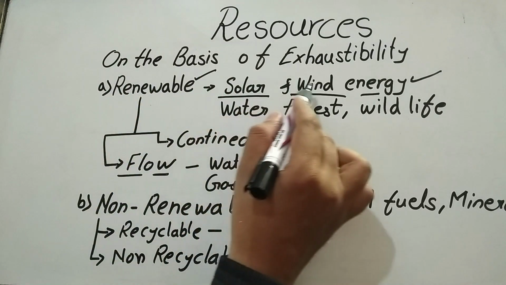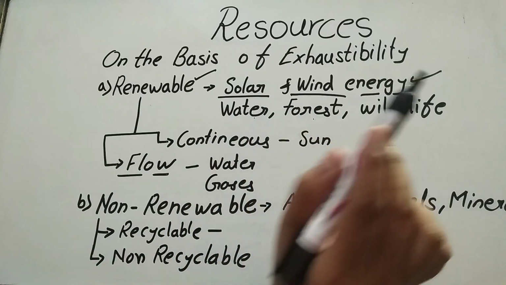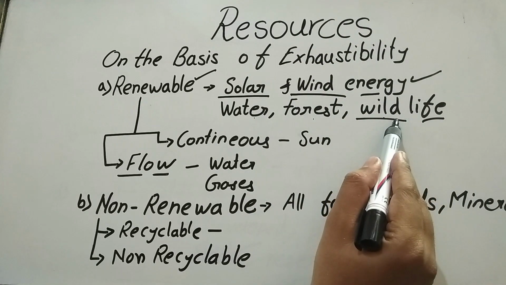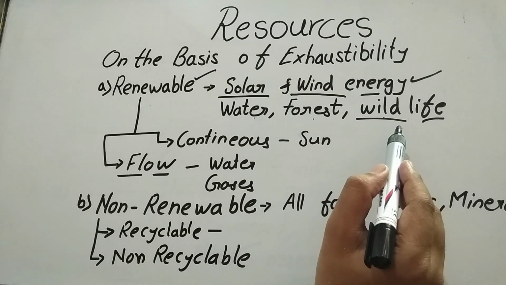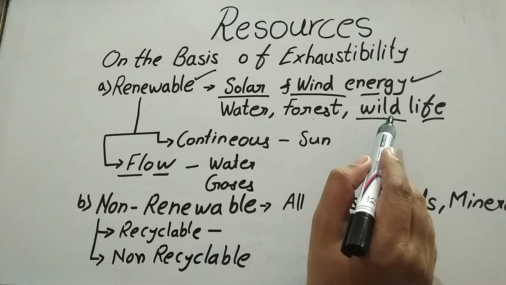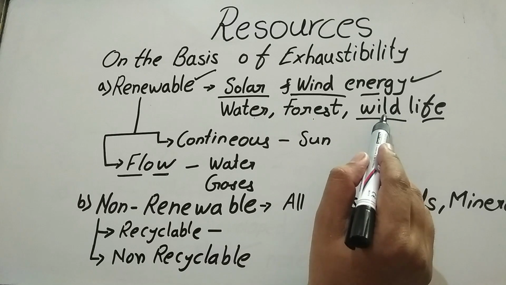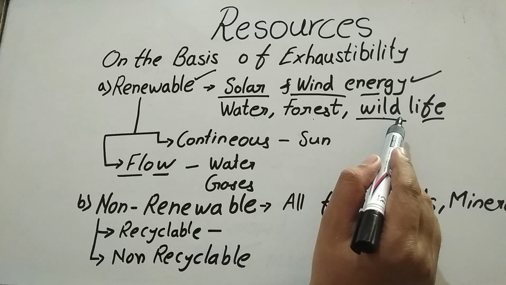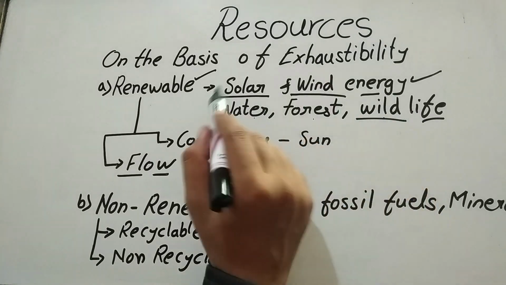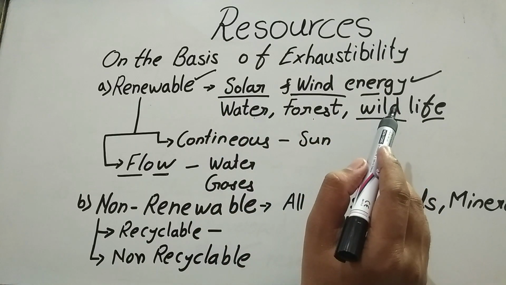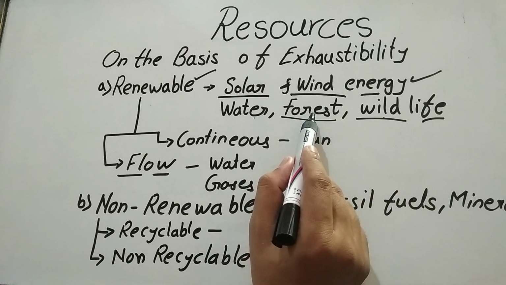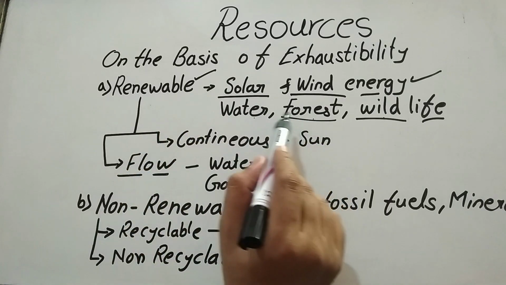Now examples are solar and wind energy, water, forest, wildlife. Wildlife means all living beings. All living beings, even including humans, are renewable resources. Including humans, cows, buffaloes, sheep, goats, pigs, hens and other wild animals come under the renewable resources. Those are all living beings. Forest, all vegetation, all trees come under the renewable resources.